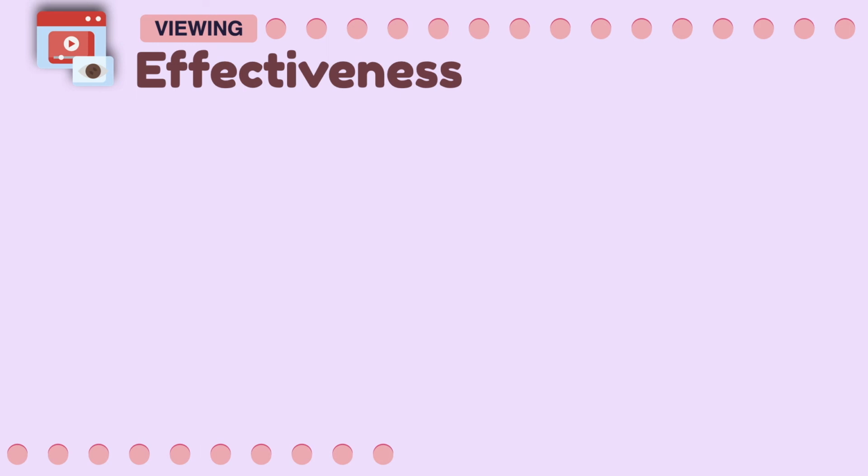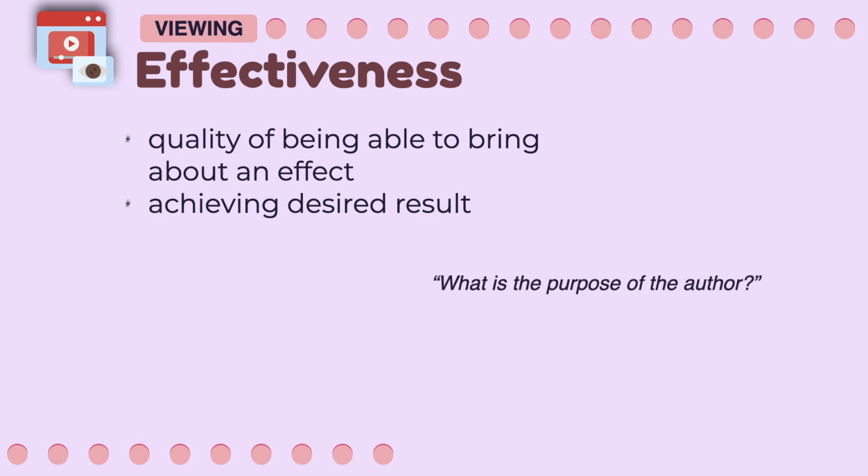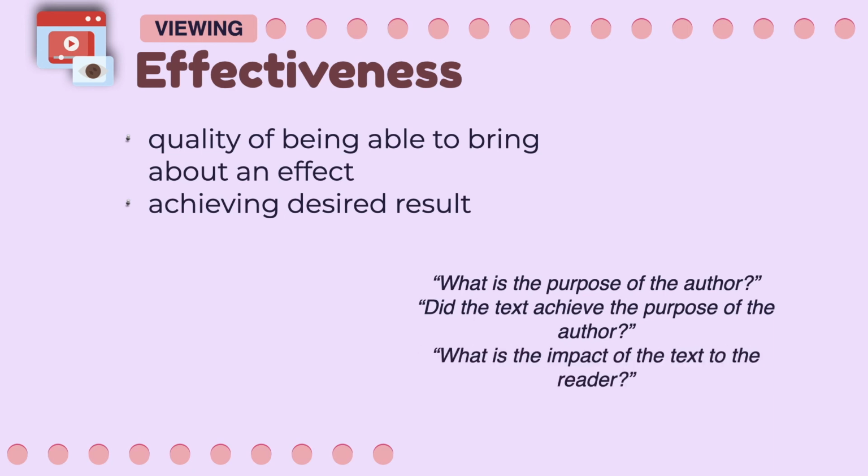Another way to check on the information gathered is through evaluating its effectiveness. This is the quality of being able to bring about an effect or being able to achieve desired result. In checking this, you may ask the following questions. What is the purpose of the author? Did the text achieve the purpose of the author? What is the impact of the text to the reader?